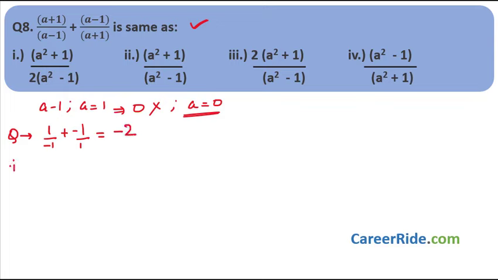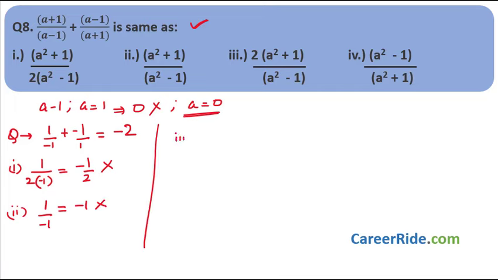Okay. So my option number 1 is what? Option number 1 is 1 upon 2 into 0 minus 1. This is equal to minus 1 upon 2. No, this is not my correct option because this is not similar to the answer I got in the question. Okay. Now see the second one. This is equal to 1 upon minus 1. This is equal to minus 1. Again, not my option.